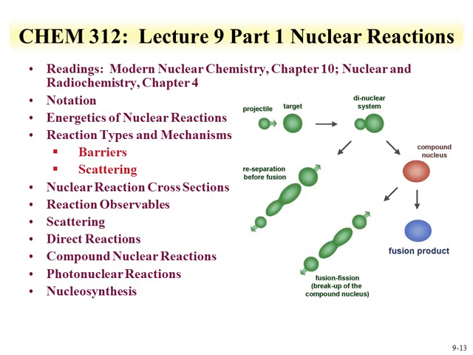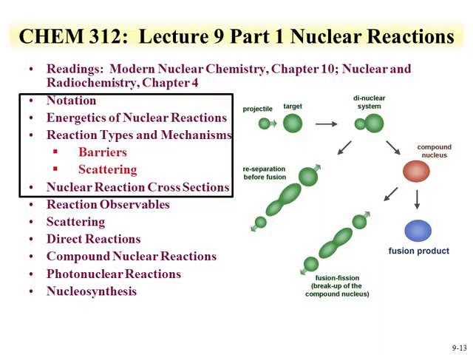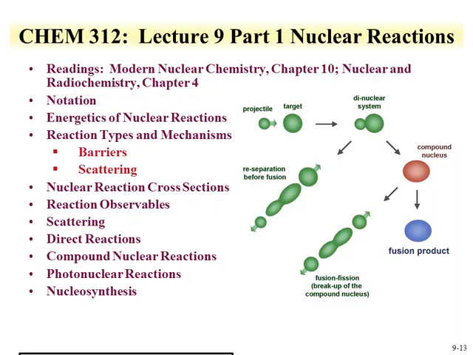This concludes the first part of Lecture 9 for Chemistry 312. This lecture covered reaction notations, energetics of nuclear reactions, some reaction types, and reaction cross-sections. The second part will cover reaction observables, how we tell information about the nucleus. We'll talk about some different types of reactions: scattering, direct reactions, compound nuclear reactions, reactions with photons, and then we'll end Lecture 9 with nucleosynthesis, how stars make elements. Please proceed to the second part of Lecture 9.